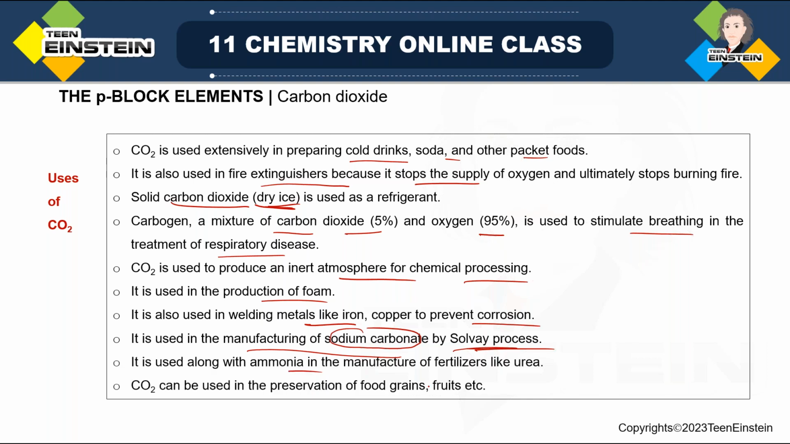It is used along with ammonia in the manufacture of fertilizers like urea. This reaction we have seen in the properties section of CO2. And CO2 can be used in the preservation of food grains and fruits. When we want to preserve some food grains, fruits or any other food, we want to keep it in an atmosphere where oxygen is not present. What type of atmosphere do you want? CO2, because we don't want oxygen. In presence of CO2 there will be no oxidation possible, and they can be in fresh condition for a long time.